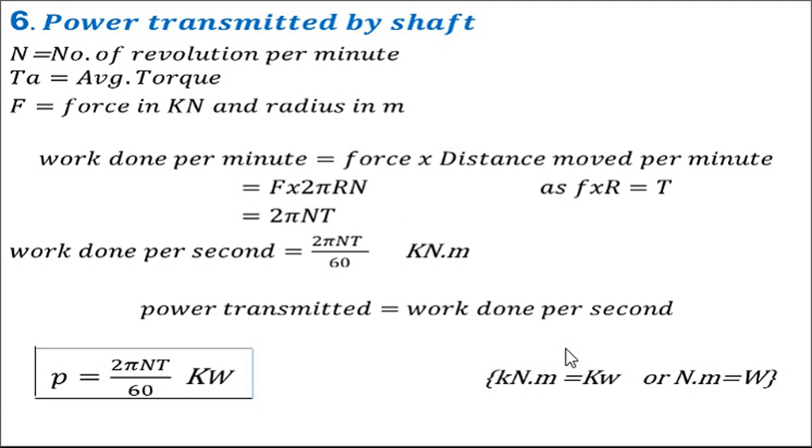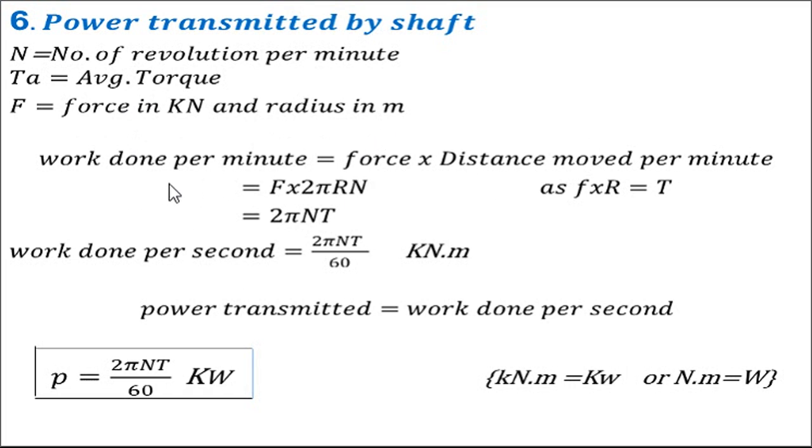Many times torque is applied to the shaft, and that torque transmits power. So how much power is transmitted by the shaft with the torque can be determined by this particular formula. Here N is the number of revolutions per minute, T average is the average torque, F is the force in kilonewton, and radius in meter.